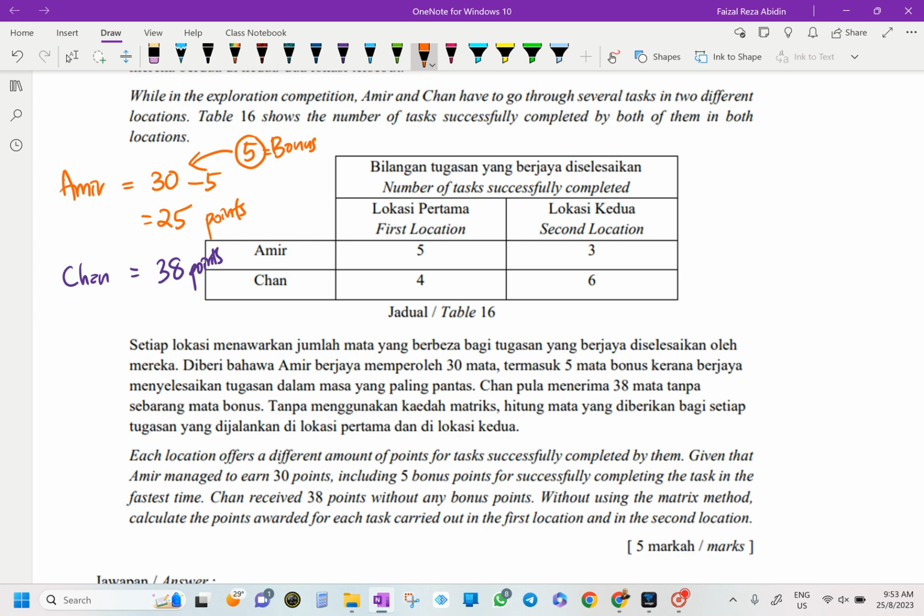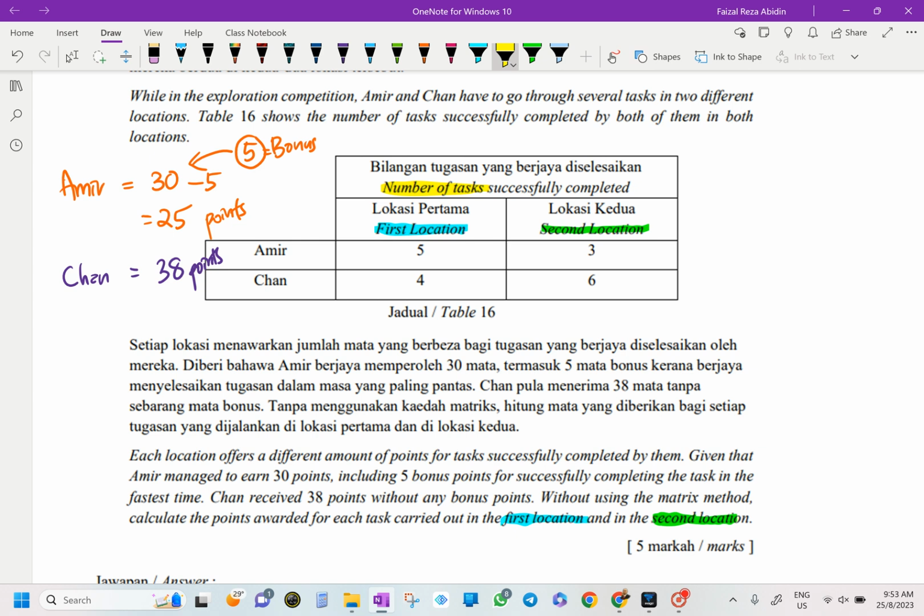Okay, so we are going to calculate the points awarded for each task carried out in the first location. So that means over here for the first location, how many marks are going to be given, and for the second location, how many marks are going to be given. If you look over there, it's not marks, it's going to be the number of tasks.